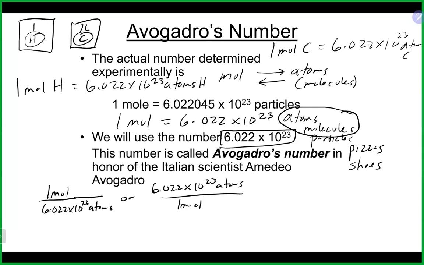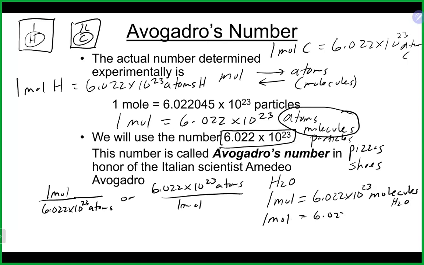You also could go, if you had water, for example, in 1 mole of water, there would be how many molecules of water? 6.022 times 10 to the 23. We use the units of molecules here because water is a molecule. It is not an element by itself or an atom. So we use the units of molecules with Avogadro's number rather than atoms. If you had CH4, 1 mole of CH4 would be 6.022 times 10 to the 23 molecules of CH4.